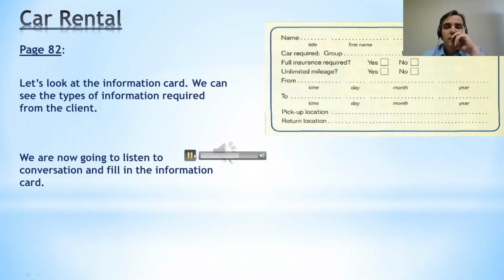Oh, no, unlimited mileage. Okay, she wants unlimited mileage, so unlimited mileage, yes.